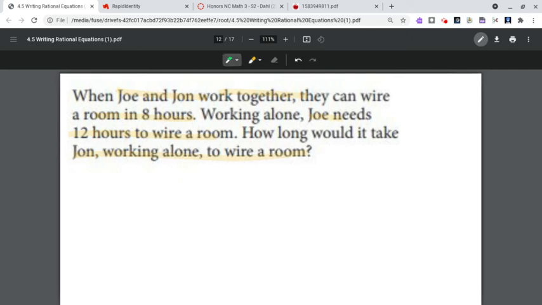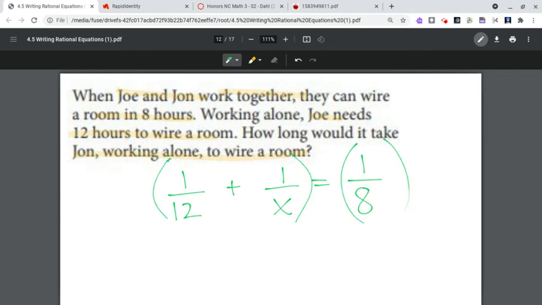Okay, so we're going to do 1 over 12, which is Joe's rate, plus 1 over x, which is John's rate, that's what we're trying to figure out, equals 1 over 8. Okay, we have denominators of 12, x, and 8. So we know we need x, but numerically, what is the lowest common multiple 8 and 12 go into? I'm going to use 24 and x. So our least common denominator, 24x on both sides.